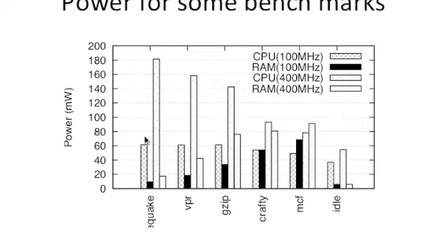So one thing you see is that as my frequency, for example here, went from 100 megahertz to 400 megahertz, my power hasn't quadrupled. Frequency has quadrupled, power hasn't quadrupled.